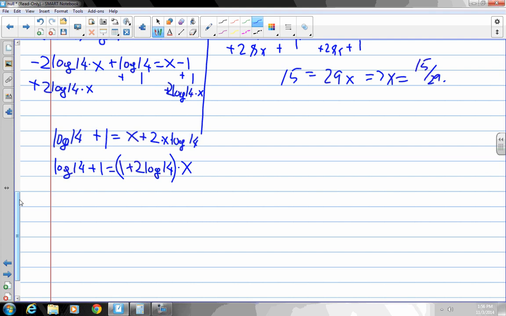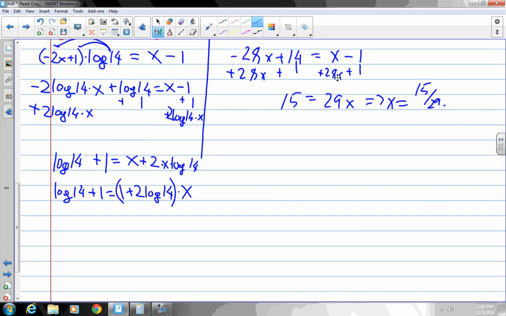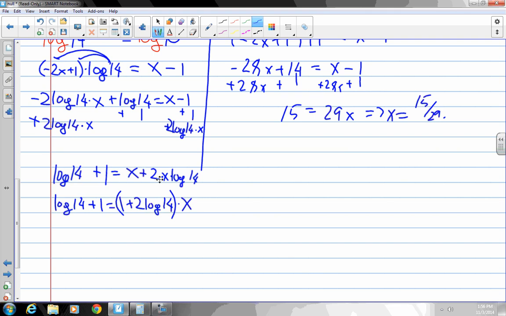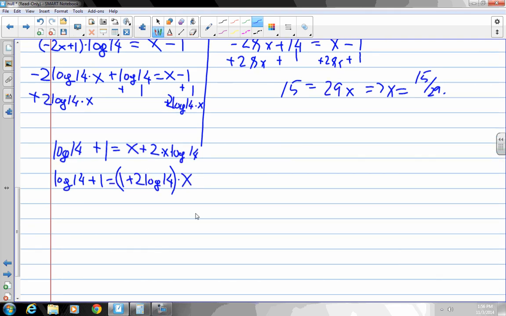You just add coefficients. This is how we went from x plus 28x to 29x. You just went 1 plus 28. So we're doing the same thing here. We're just adding the coefficients. Then x is just dividing both sides by the coefficient. So it's log of 14 plus 1 over 1 plus 2 log of 14.